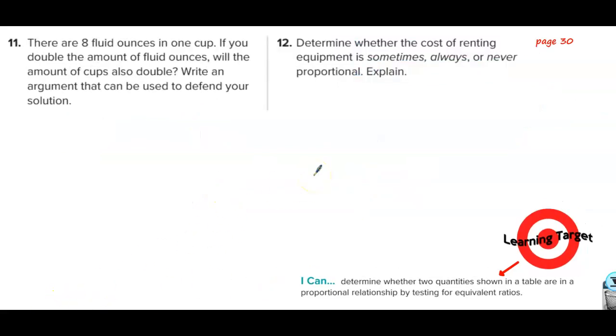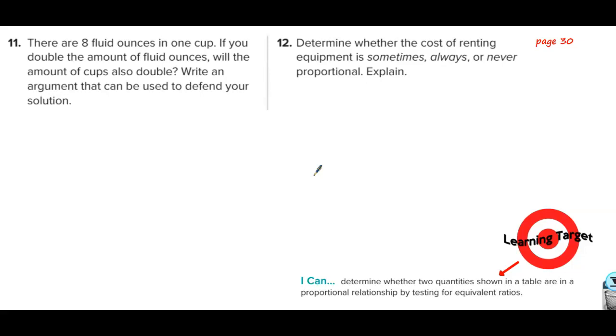Okay, number 11. There are 8 fluid ounces in 1 cup. If you double the amount of fluid ounces, will the amount of cups also double? Write an argument that could be used to defend your solution. Well, let's think about this. If a cup is 8 ounces and you double the ounces, don't you double the cup? You do, okay? So that would be something you could say for that one.